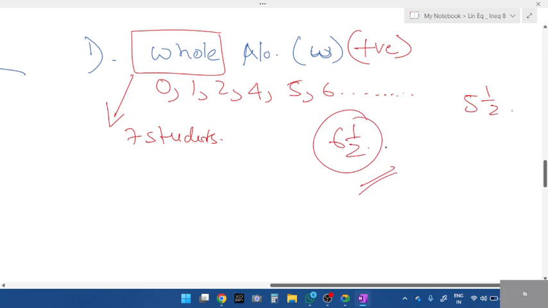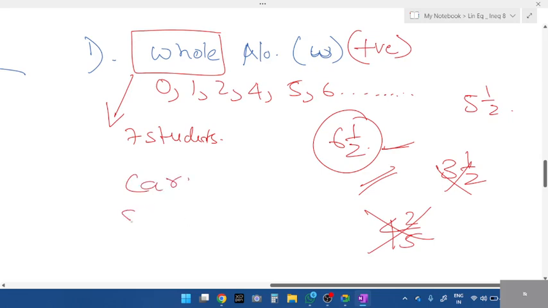No, right? Is it possible to exist? 6.5 students, 3.5 students? No, right? 4 2 by 5 students. All this is not possible. Or let me take cars. How many cars are there in your street? If you count, it should be 5, 6, 7. If it's not there, 0. This is how you count, students, all numbers.